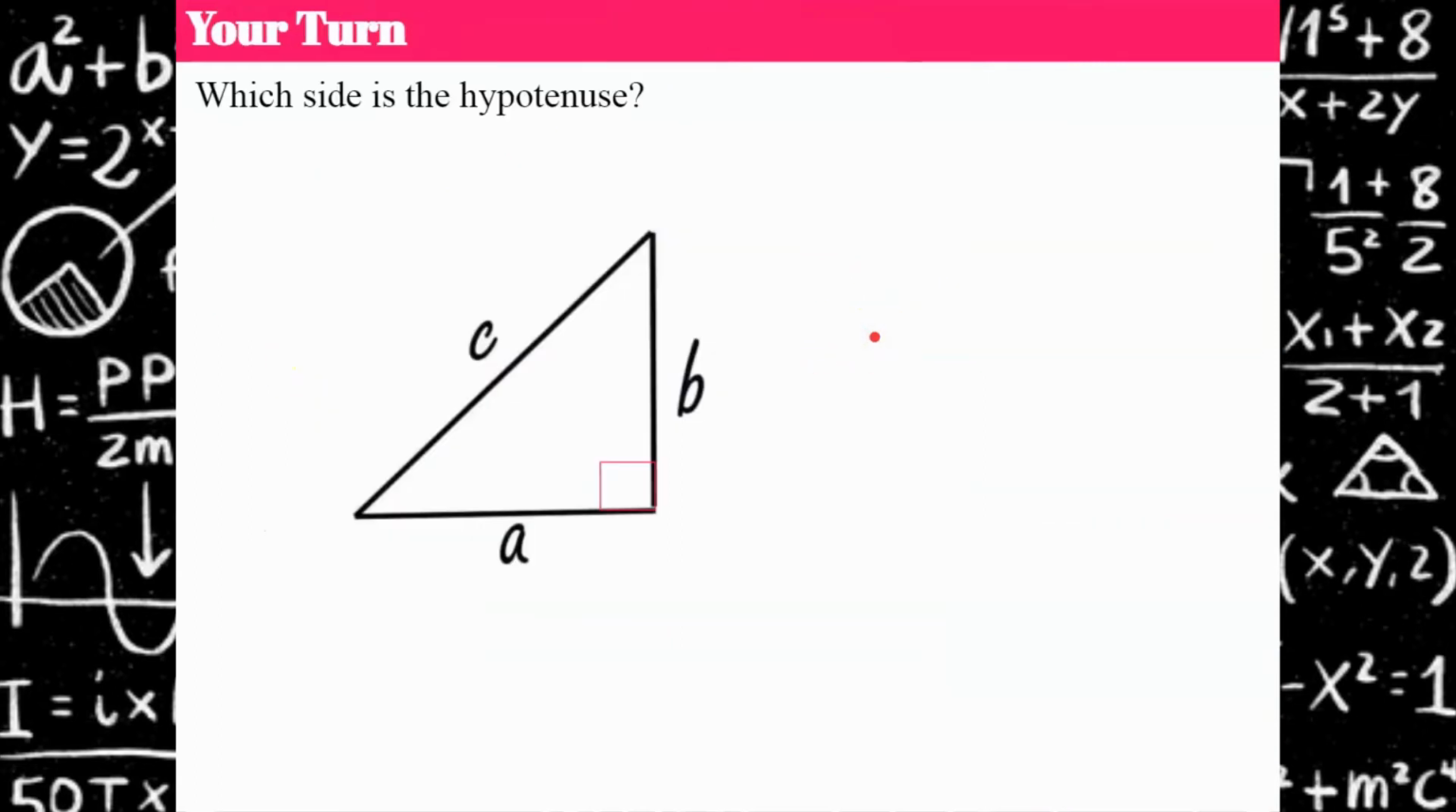All right, so now I want you to answer this question. Go ahead and pause if you need to, but I would like you to identify which side of this right triangle is the hypotenuse. If you need to pause, go ahead and come back when you're ready. Welcome back. Let's see how you did.